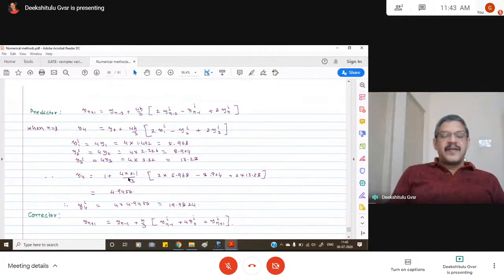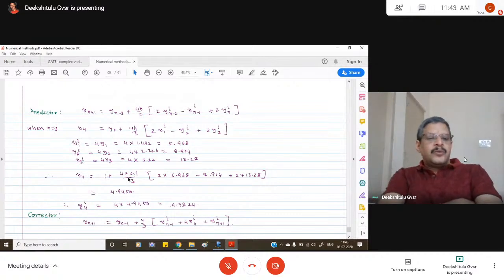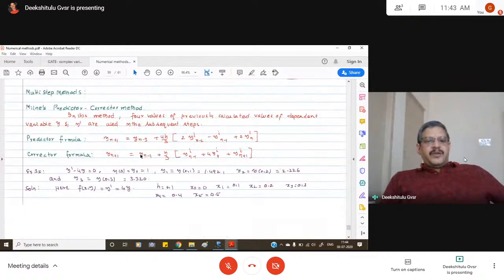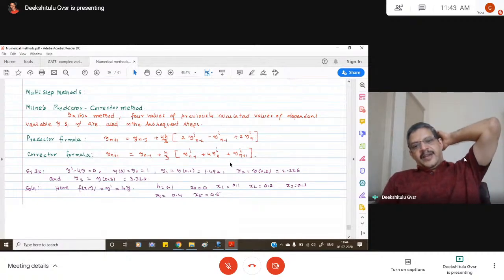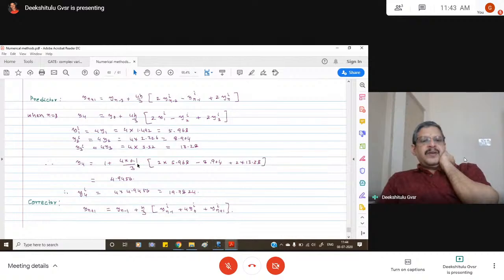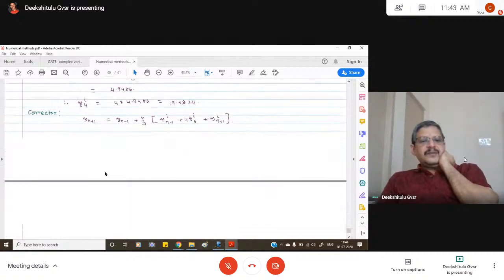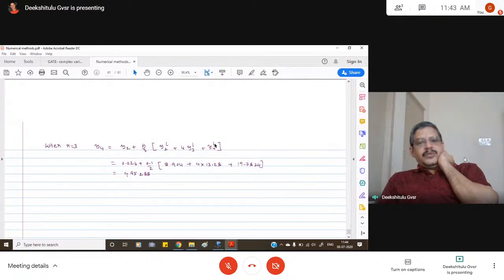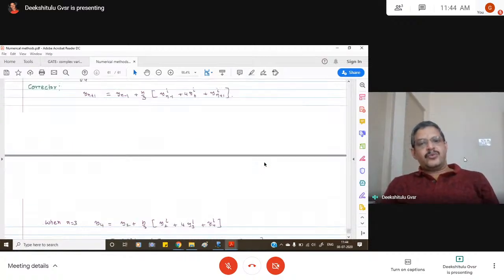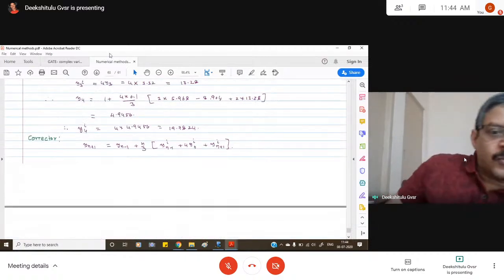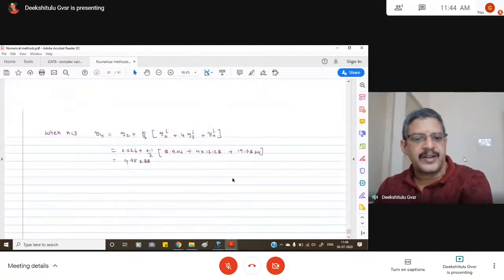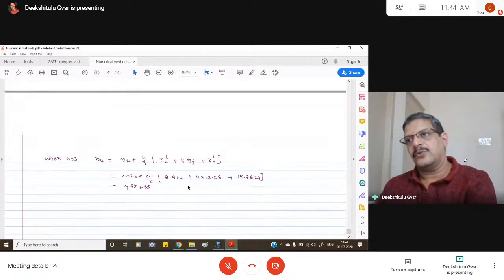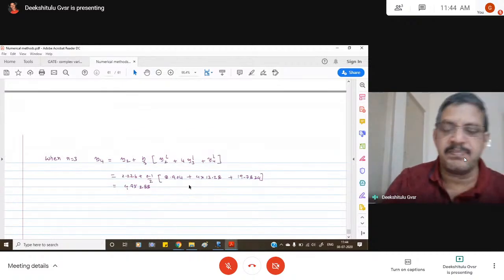This is the predicted value, and it may have some errors. So we correct this by using the corrector formula. What is the corrector formula? y(n+1) = y(n-1) + h/3 (y'(n-1) + 4y'(n) + y'(n+1)). So y4 is equal to y2 plus h/3 into this, the calculations we have already done here. That comes out to be 4.95288. Here, the predicted value was 4.9456. It is further corrected as 4.95288.